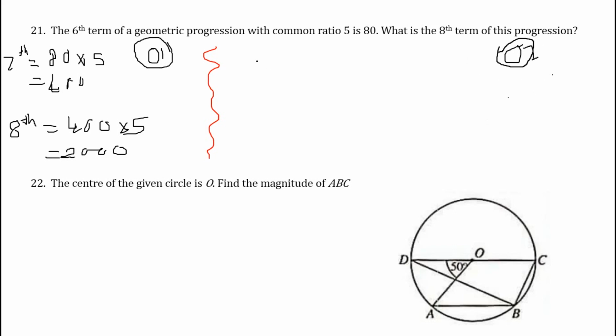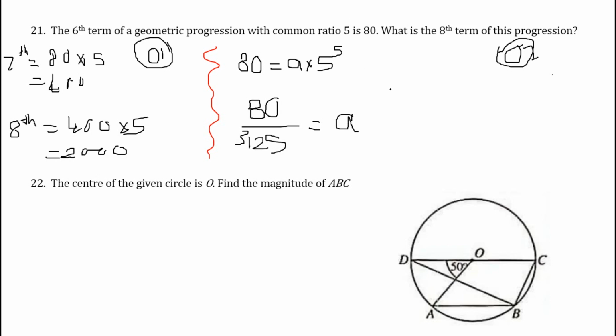Method number 2 will be the formula method or the equation method. First you find the first term. So to find the first term, the sixth term is 80. You should find a, r is 5, n minus 1, n is the number of term, that is 6, minus 1, that gives you 6 minus 1 is 5. So you get 80 divided by 5 to the power 5, which is 3125. This will be equal to a. So a is this much.